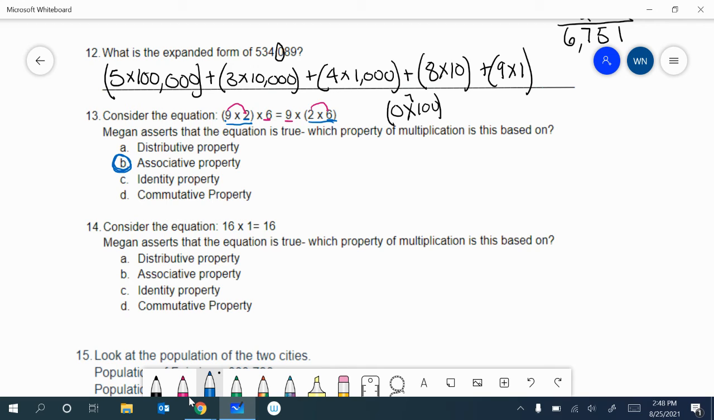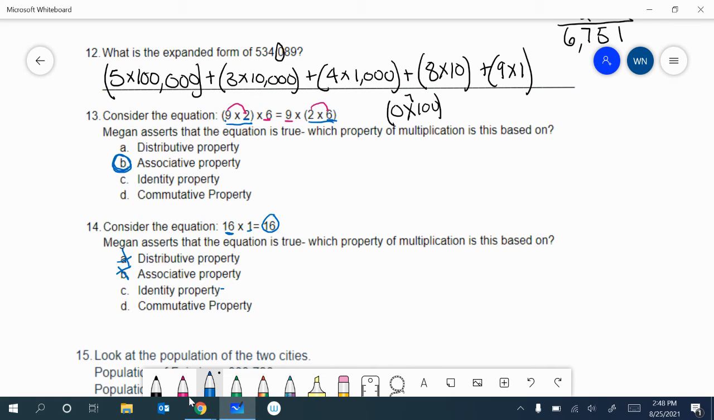Number 14, consider the equation 16 times 1 equals 16. If she says the equation is true, what property is it based on? Distributive, we know it isn't because the distributive is where you give out certain numbers. The associative, it's not because it doesn't look like the one above. Identity is possible because the 16 is keeping its identity. Remember, your identity is who you are. So if we multiply the 16 times 1, it equals 16. It gets to keep its identity.